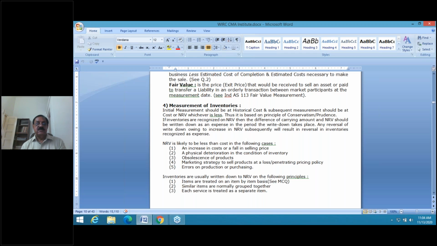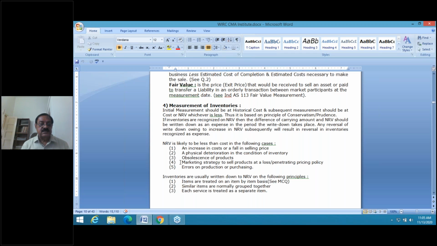Item number 1: cost, NRV, the lower one is your inventory value. Similarly item 2, similarly item 3. You are not to take the 10 items' total cost and 10 items' total NRV and whichever is lower. That offsetting is not allowed. You have to do it individually.